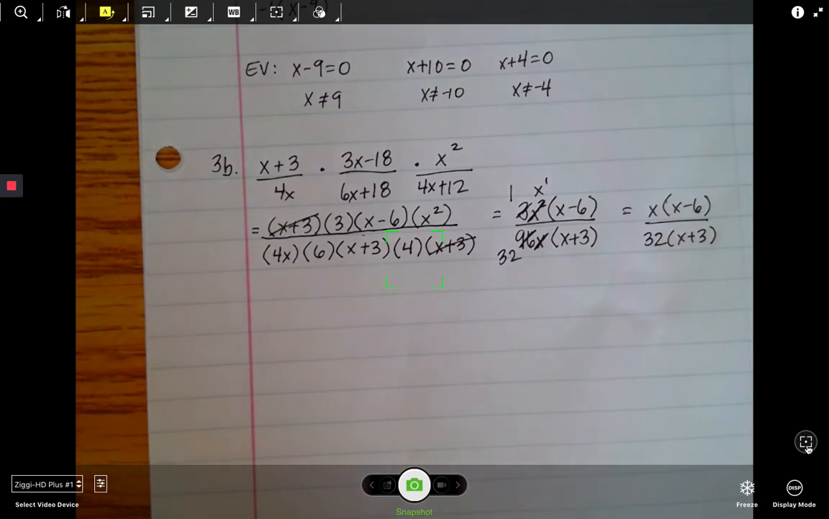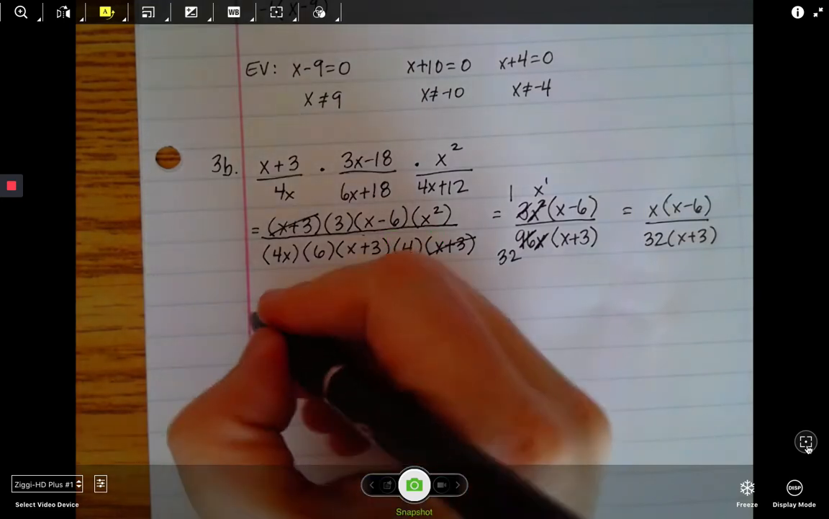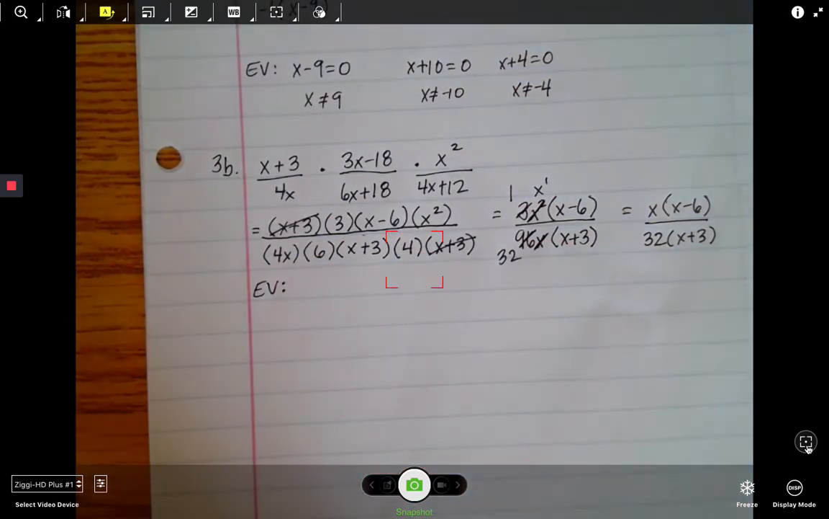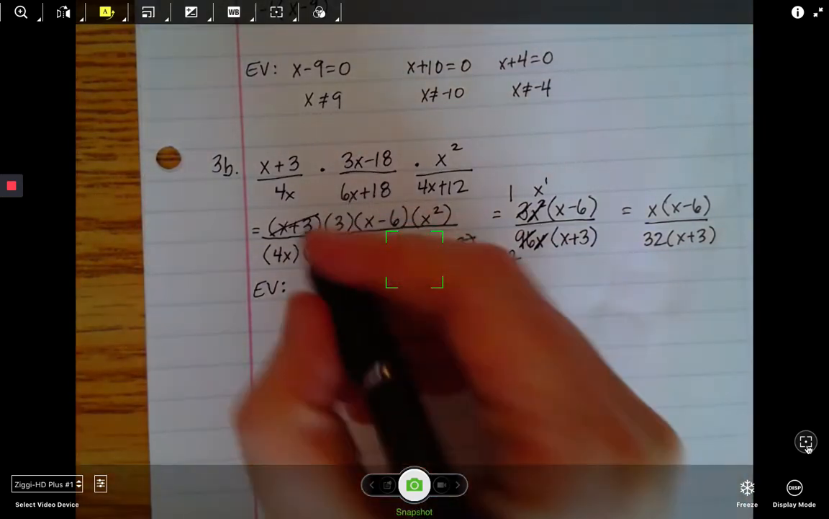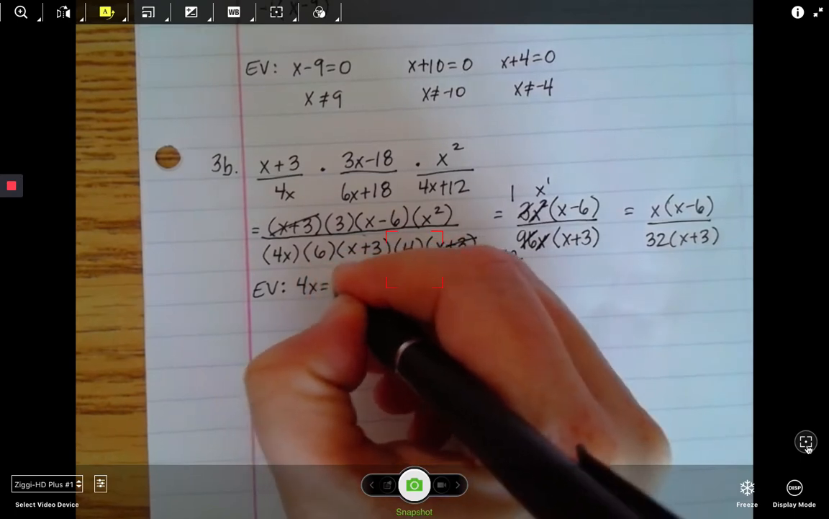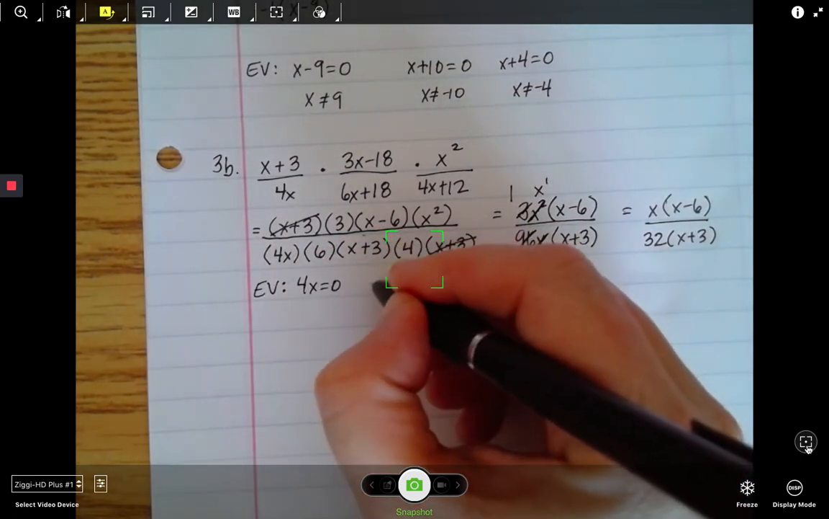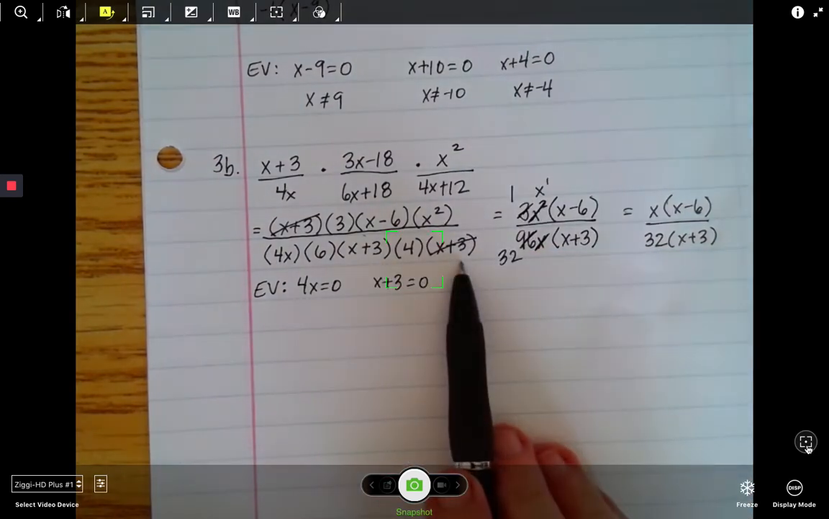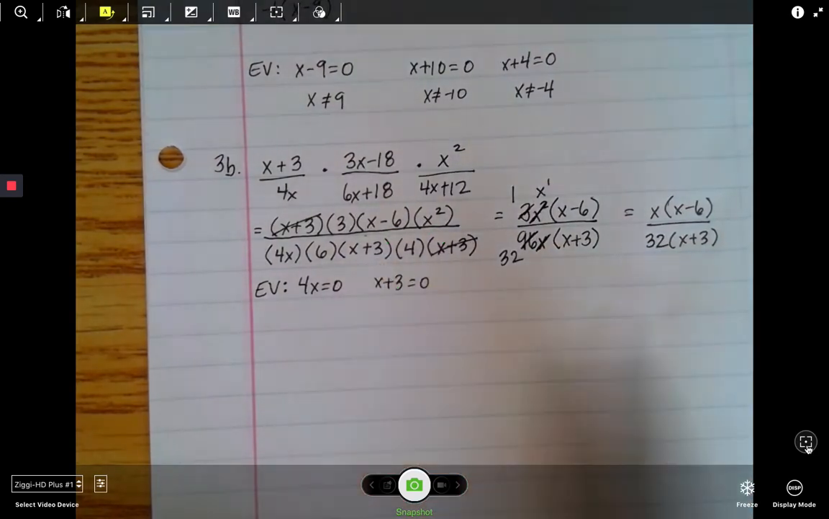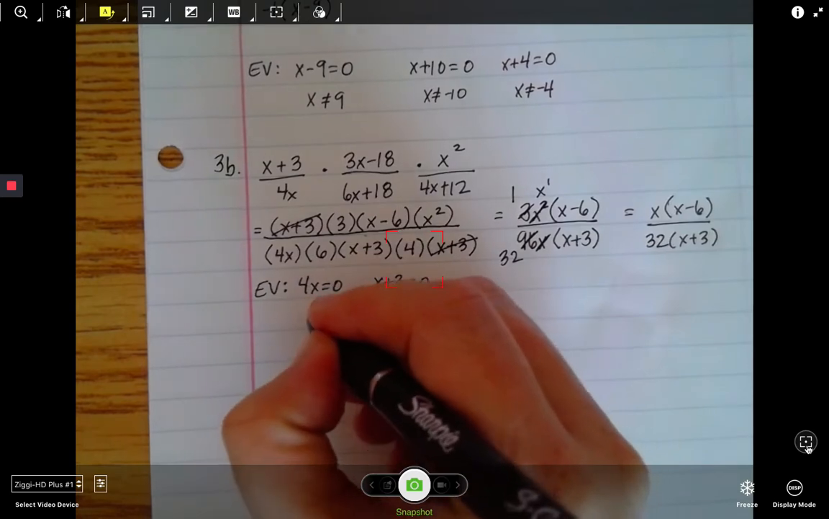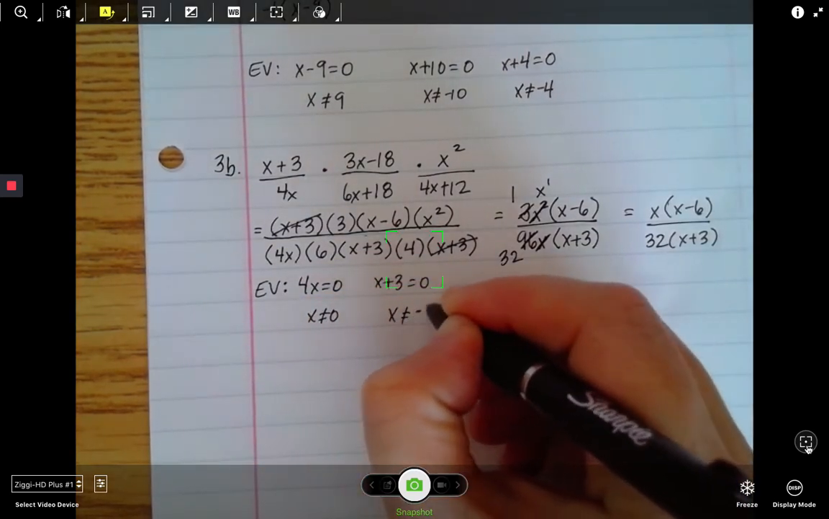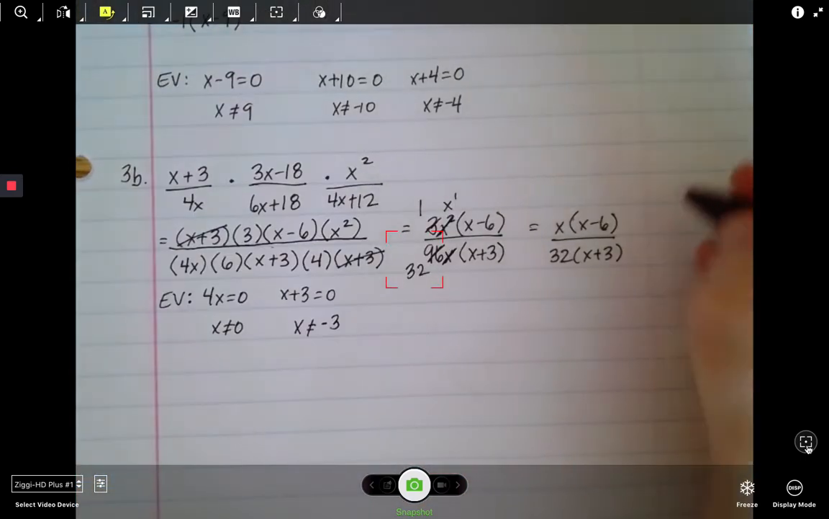I just realized one important thing that I forgot to do. Those excluded values, where do they come from? Denominator. So anything with an x, I set equal to 0. 4x equals 0. x plus 3 equals 0. Alright, so do you see how I already have an x plus 3? We don't have to write it twice. There's no sense in that. So x cannot equal 0, and x cannot equal negative 3.